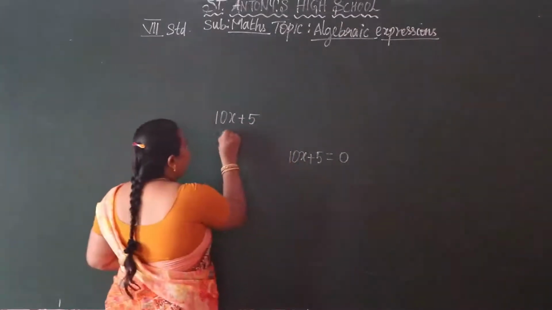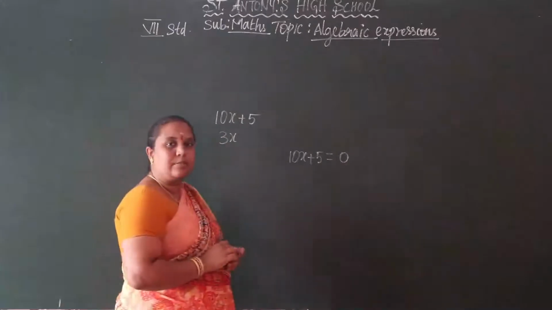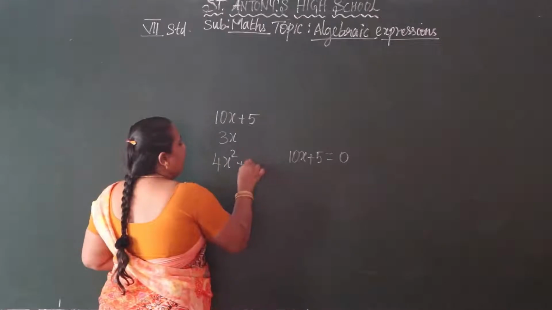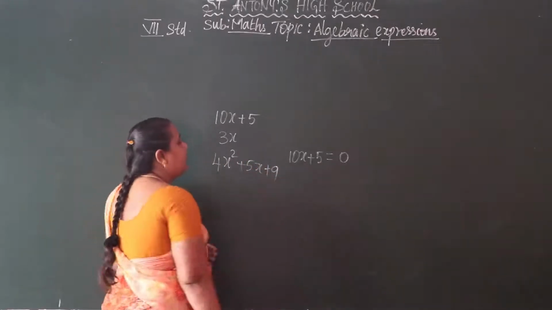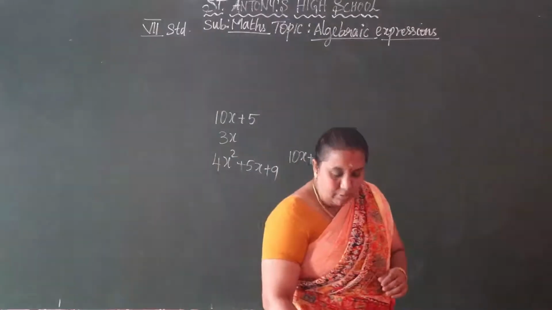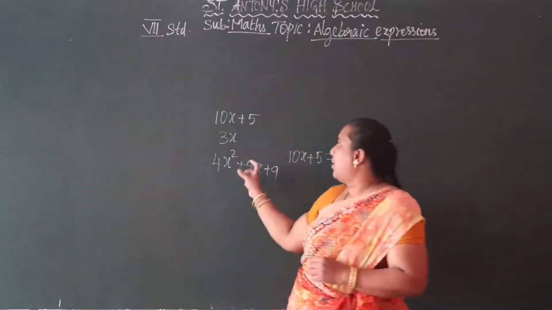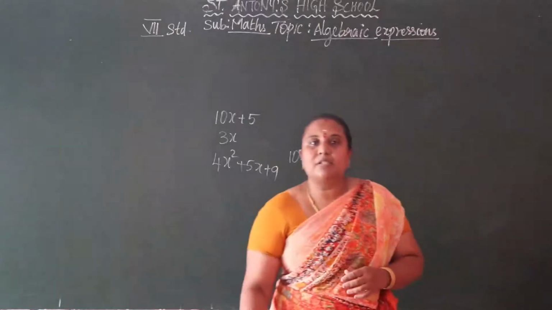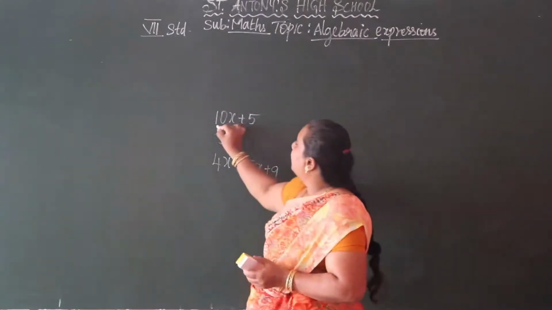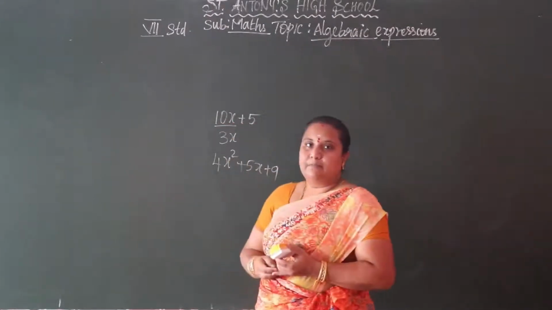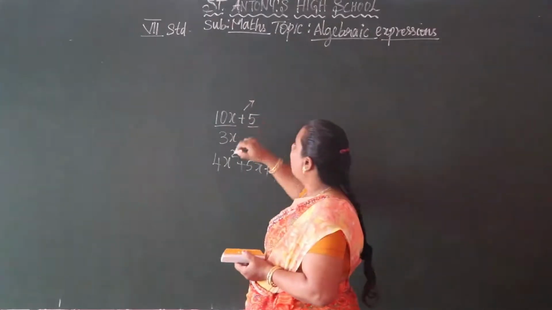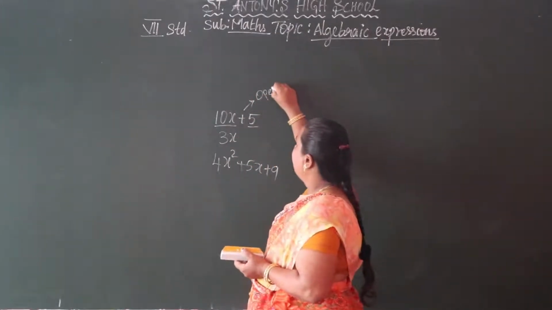3x is an algebraic expression. And 4x² + 5x + 9 is also an algebraic expression. So these are the terms we have in an algebraic expression. In these we have a variable term, a constant term, and an operation.